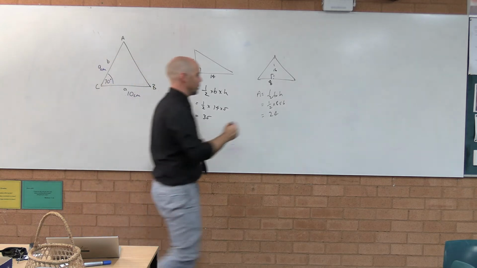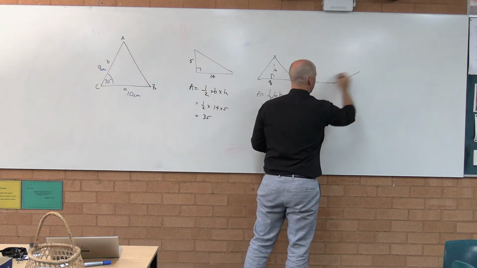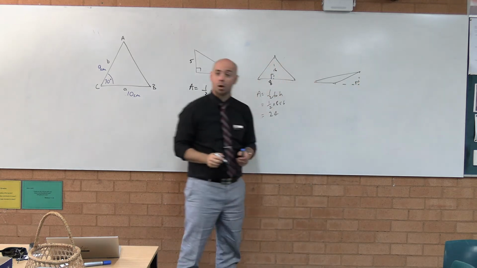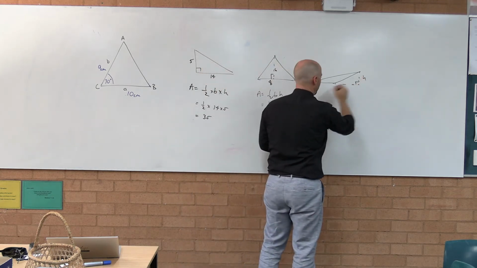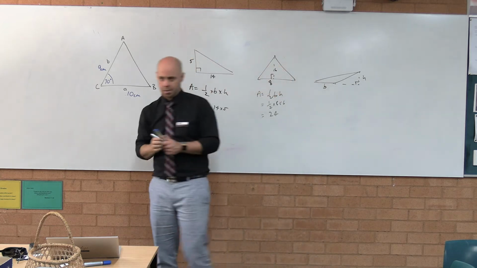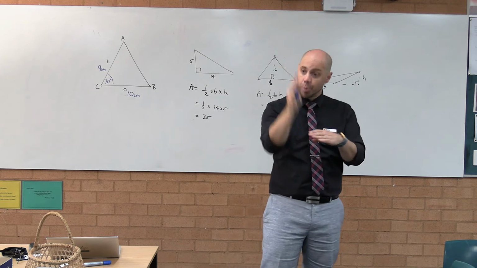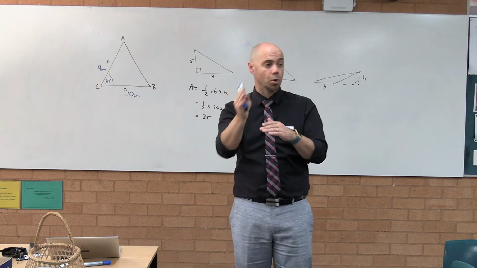We can even do it with triangles a little bit different like this, knowing that we still got to use a perpendicular height. This would be what our height is, that would be what our base is. And so the key idea of area of a triangle is we've got a base and we've got a perpendicular height. Perpendicular means what?